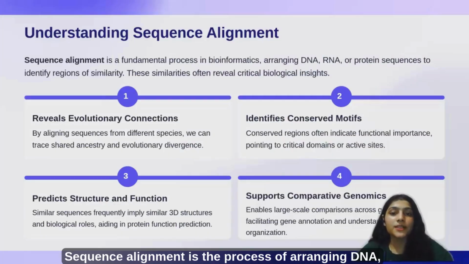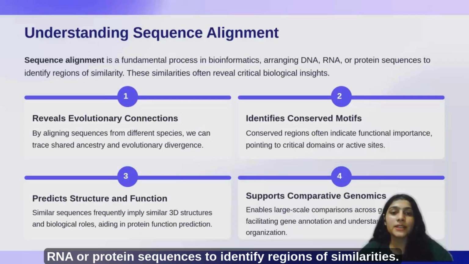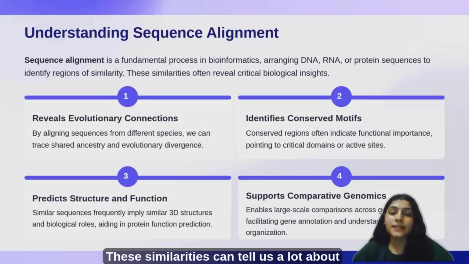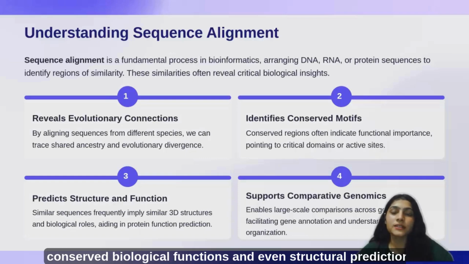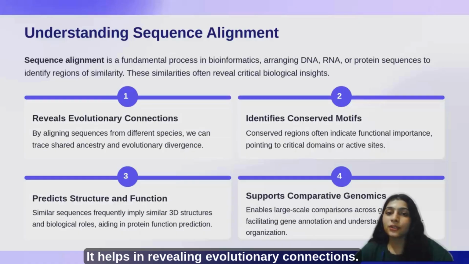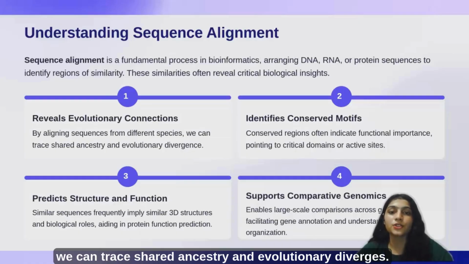Sequence alignment is the process of arranging DNA, RNA or protein sequences to identify regions of similarities. These similarities can tell us a lot about evolution, conserved biological functions and even structural prediction. It helps in revealing evolutionary connections. By aligning sequences from different species, we can trace shared ancestry and evolutionary divergence.